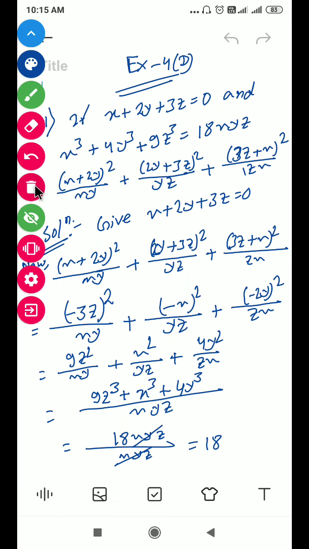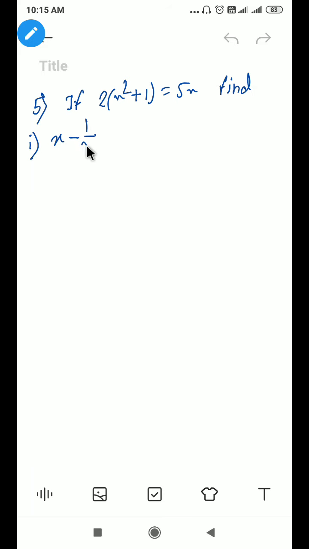Now go to the next one. Let's see question number 5. Question number 5 is given: if 2x² + 1 = 5x, then find number 1, x - 1/x, and number 2, x³ - 1/x³.